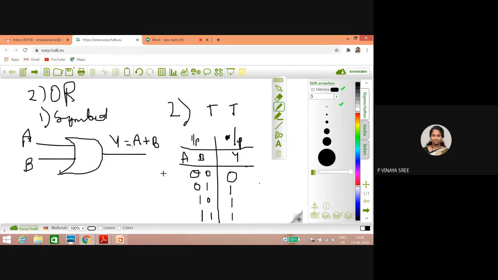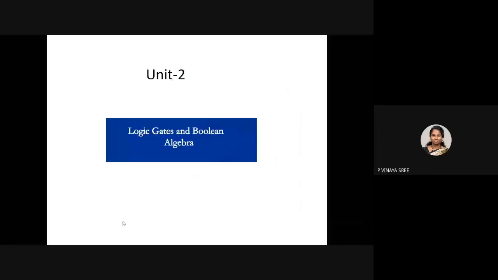So let me go for the example of 3 inputs. The third one is the expression. What you write as the Boolean expression is Y equals A plus B. But what if they have 3 inputs? What will be the Boolean expression? Y equals A plus B plus C. So let me go for those expressions.